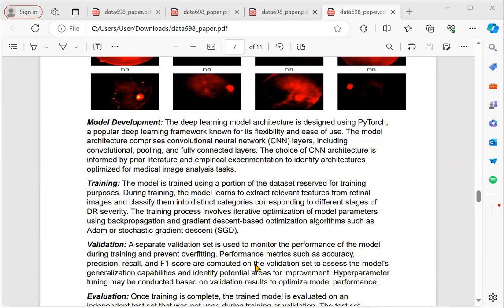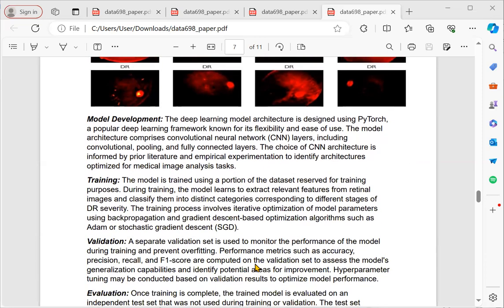analysis. Training: the model is trained using a portion of the data set reserved for training purposes. During training, the model learns to extract relevant features from retinal images and classify them into distinct categories corresponding to different states of DR severity. The training process involves iterative optimization of model parameters using backpropagation and gradient descent based optimization algorithms such as Adam or stochastic gradient descent. We have a function for the model training. We use the Adam algorithm.